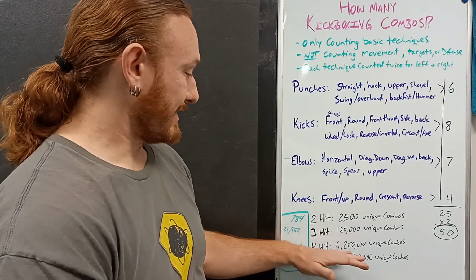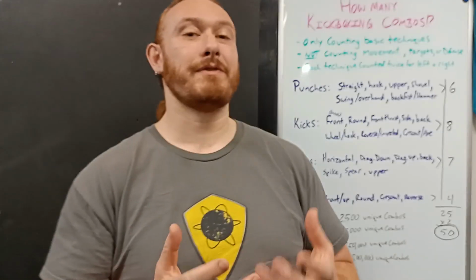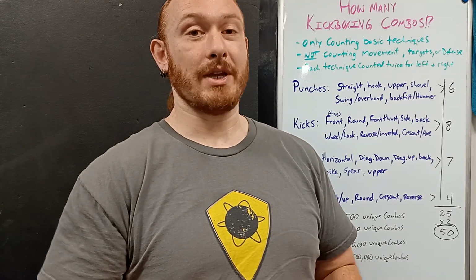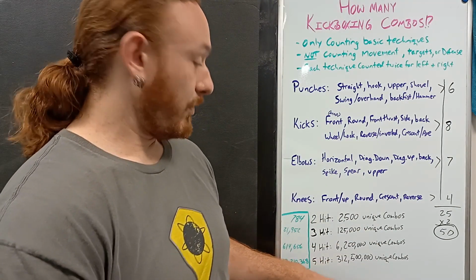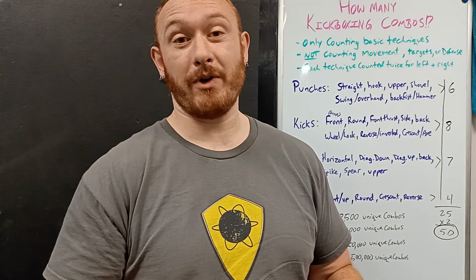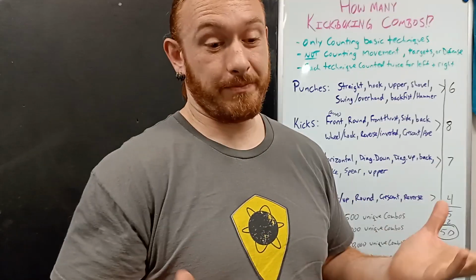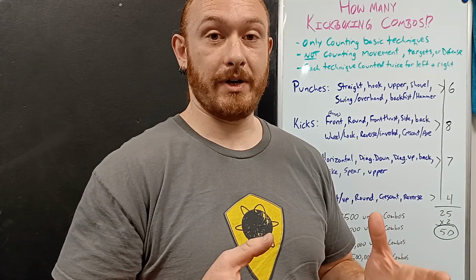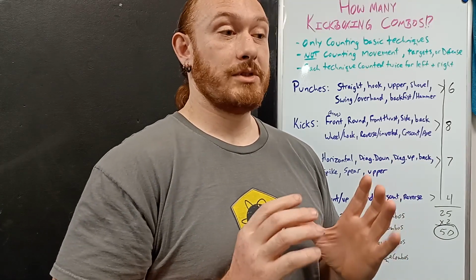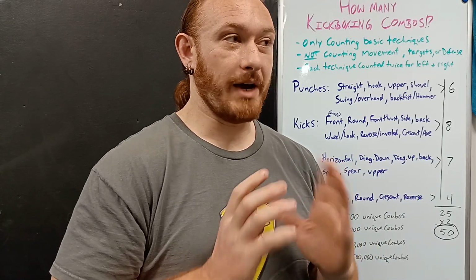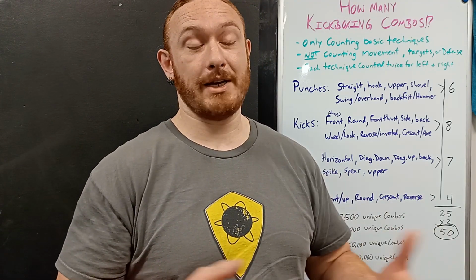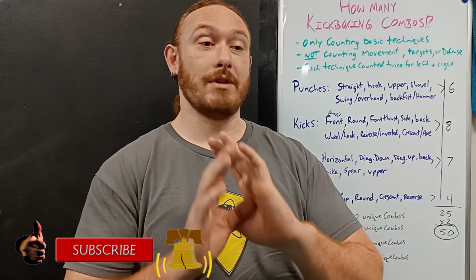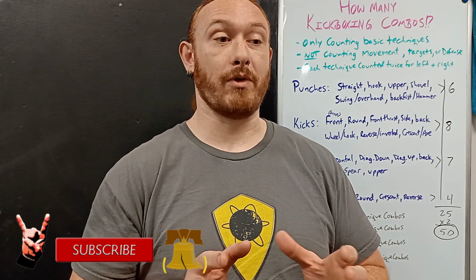And so at the 4 hits, 6,250,000 unique combos. And again, if we go to a 5-hit combo, we're not going any further than that. Honestly, I don't see much point in going bigger than 5-hit combos anyway, just because we have to be reasonable to how many moves we're going to be able to pull off in succession. If you think that you got 15 hit combos in you, go for it.